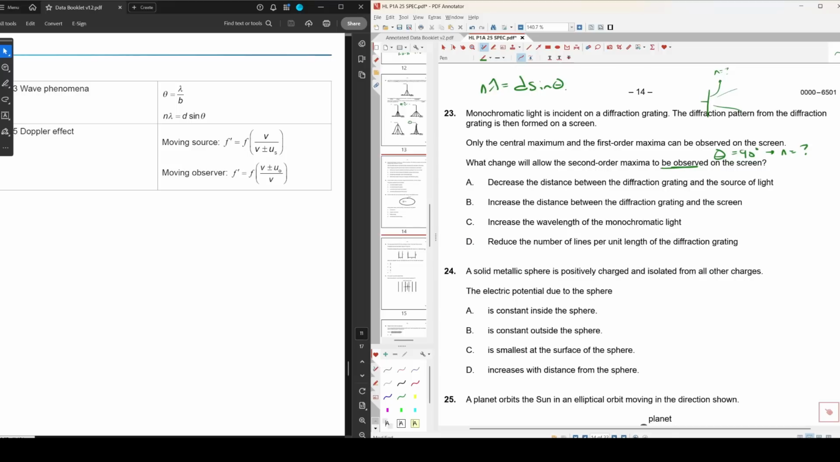What change will allow the second order maxima to be observed on the screen? Okay, let's actually do this. If I set theta equal to 90, that makes this 1. So n is the number of maxima I can see. If theta equals 90, that's the highest n I can see. So I need to make this bigger. Will increasing the wavelength do it? No, that will make this smaller.